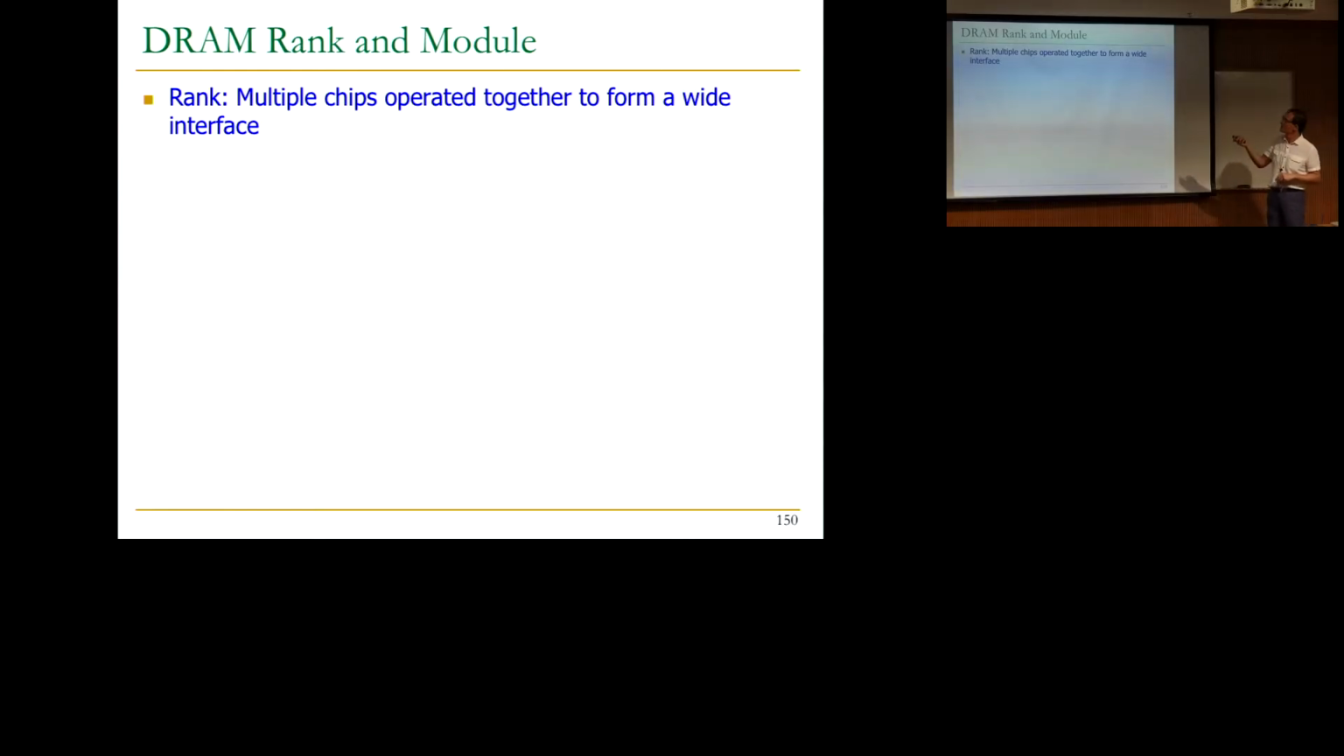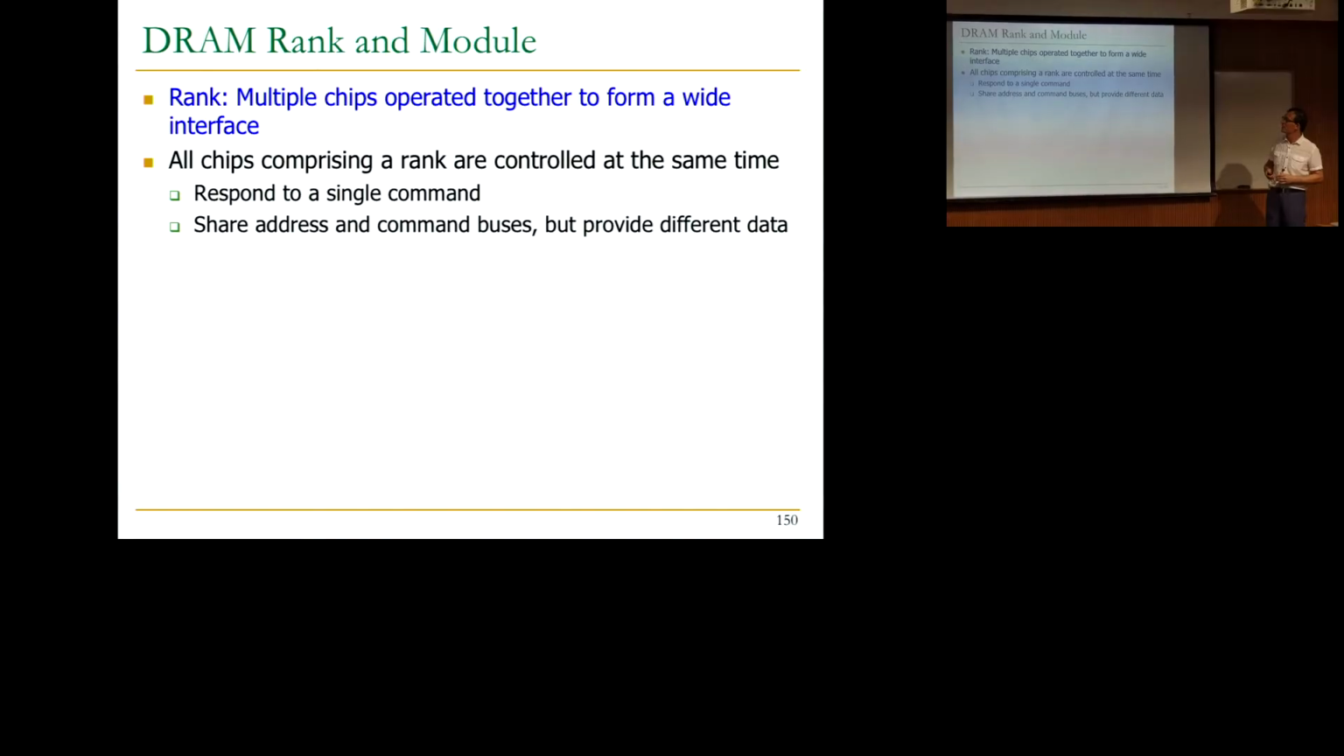Basically, a rank is multiple chips operated together to form a wide interface. We want a wide interface. Each chip has 8 bits, but we want to get 64 bits, so that at the end of 8 cycles, we get 64 bytes. How do we do that? Well, one way is to increase the interface of the chip, but that increases the number of pins in the chip, which is not good for cost. Another way is to have multiple chips in a rank.